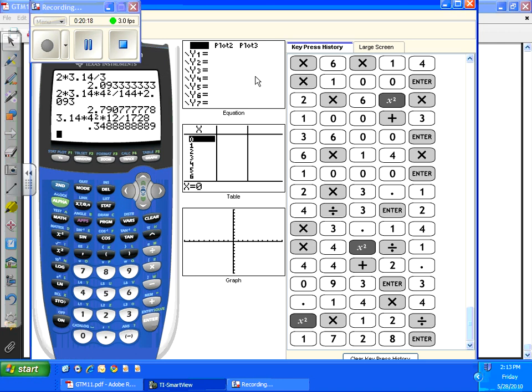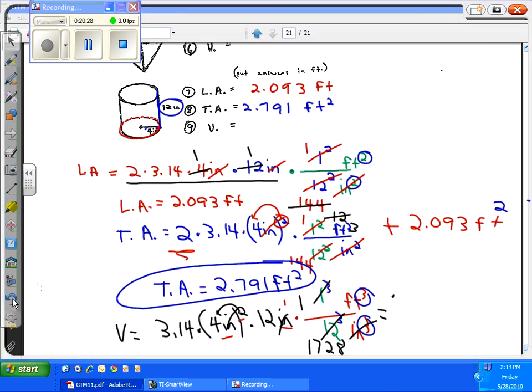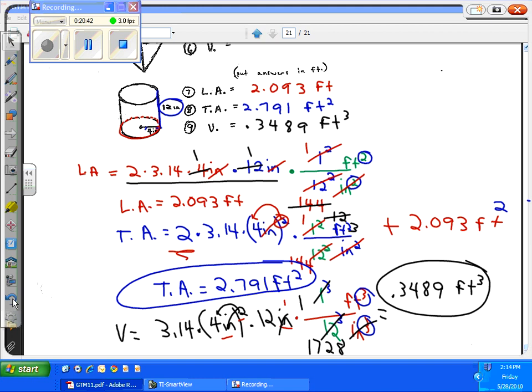That's 0.348 repeating. We'll just call it 0.3489. And we lost the name cubic inches and gained the name cubic feet. 0.3489 cubic feet. In the teacher's edition, I rounded to 0.349, which is fine. It didn't specify how many decimal places to round. Any questions on 1 through 9?